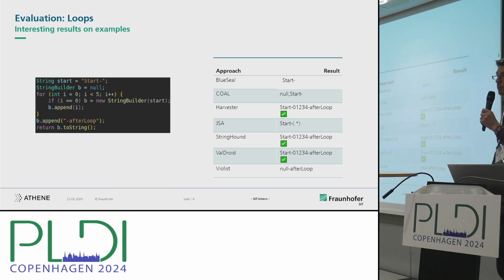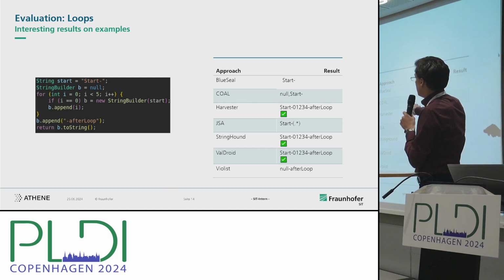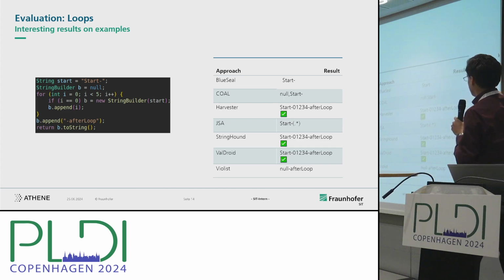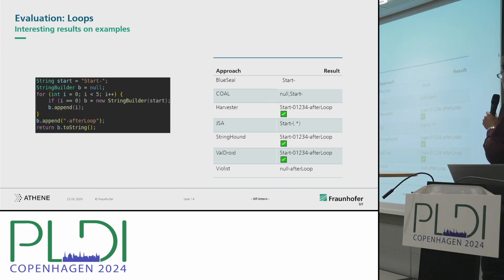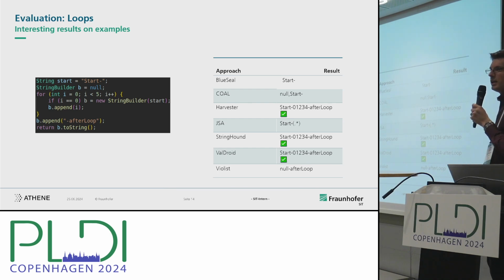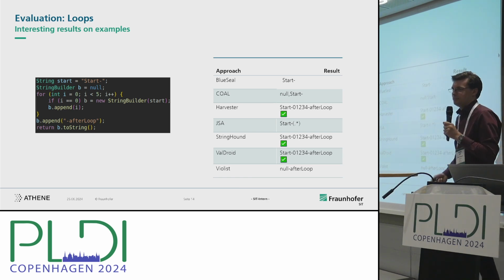Just very quickly, a couple of interesting results. So why should I care about this? This is not complex code. You have a string, a prefix, then you append numbers to it, and then you append after the loop. And when you look at the results produced by some value analysis approaches, you will find correct values, but also things such as null, comma, start. Why? JSA says, well, I have a regular expression. This is an approximation. It's start and something. Start.something is not helpful.